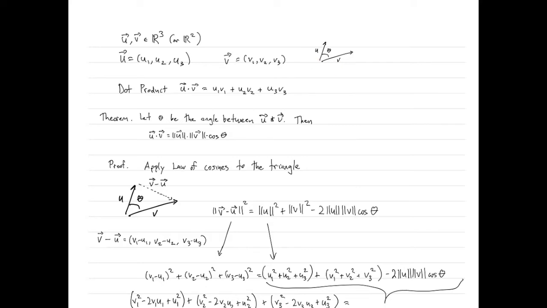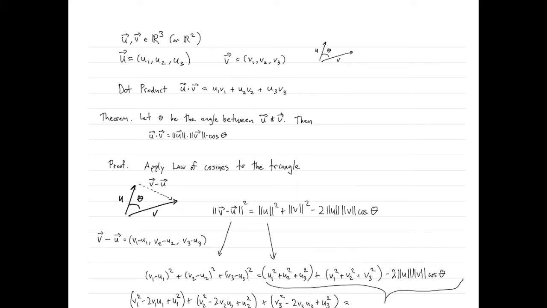Here's how the proof goes. It's simply the law of cosines, and we apply it to this triangle spanned by the vectors u and v, and then this third side is going to be the vector v minus u. Now, v minus u, that's the vector with these particular components: we take the components of v, namely v1, v2, and v3, and subtract from each of them the components of u, u1, u2, and u3.